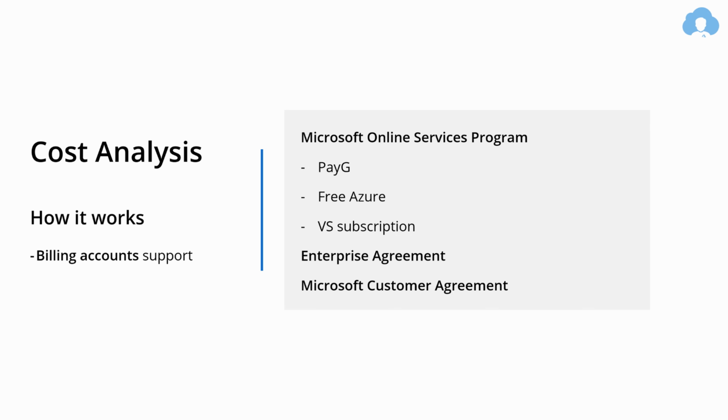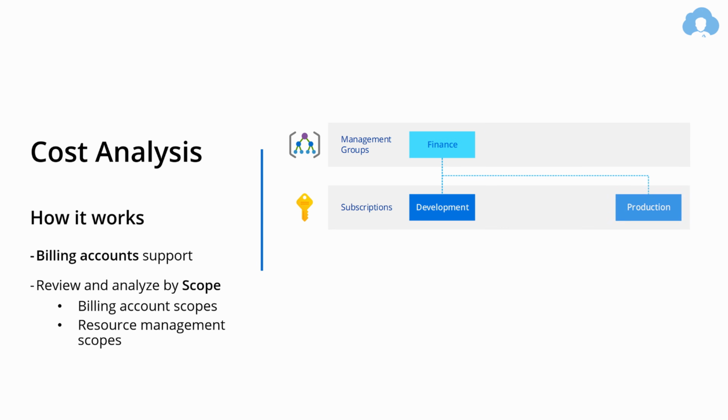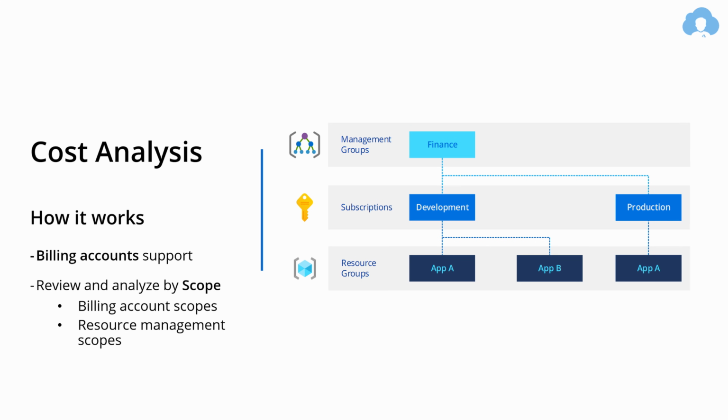And when it comes to analysis of the cost for your Azure subscription, depending on the billing account that you have, you have different scopes. A scope is a unit that allows you to group the costs. If you have Microsoft Online Services Program, the two scopes that you have out of the box are billing account and subscription scopes. So you can review all the costs for the entire billing account or for a specific subscription. And when it comes to scopes in subscriptions, you can use resource management scopes, so you can review the costs on management groups, subscriptions, or even resource groups, which is pretty cool because it allows you to do this drill down analysis to find the specific resources that drive your costs and allows you to optimize your subscriptions to be as cost effective as possible.